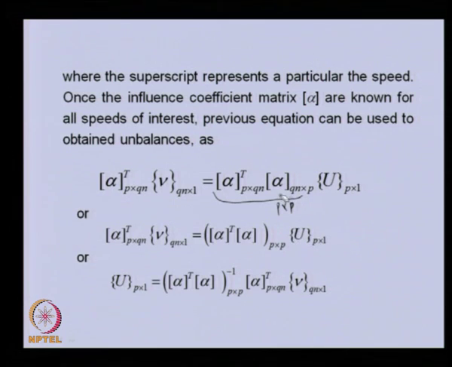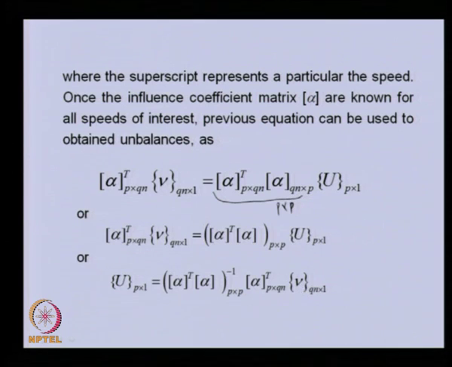And now it is a square matrix, and this is a p into p. This can be inverted now. So to get u we need to invert this particular matrix. So we inverted here and we multiplied by the alpha, this one, and v. So you can see, we can get the residual unbalance in p number of planes by this equation.